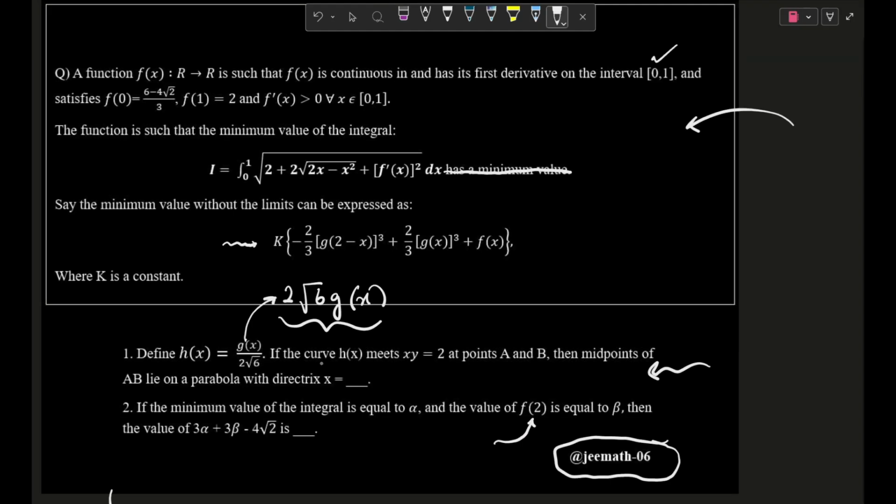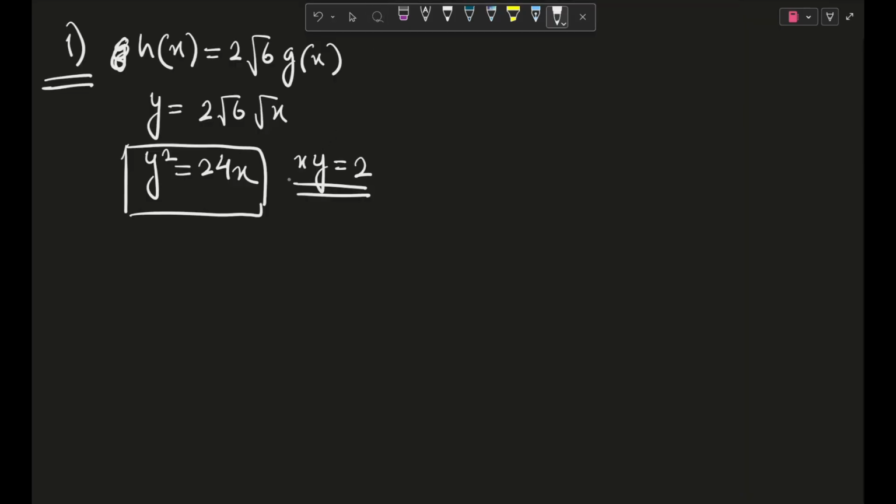Our question said that if the curve h of x meets xy equals 2 at the points A and B, then the midpoints of AB lie on a parabola with the directrix equal to, so we need to find x equal to what. So let's do that. First thing is that y square is equal to 4ax, so from here our a is equal to 6. Second thing is we can take a general point on this parabola as (at square, 2at), which means (6t square, 12t).